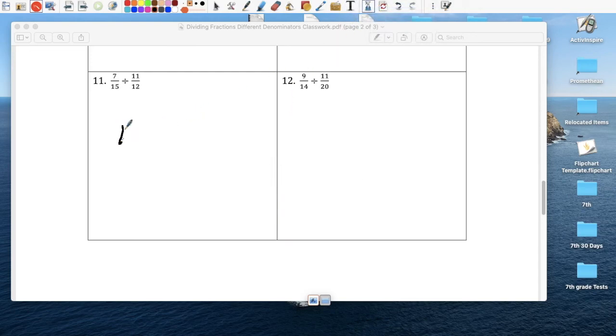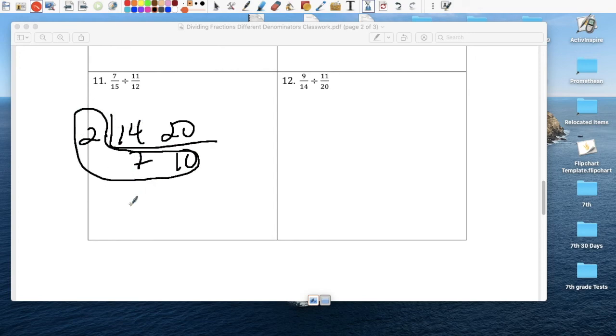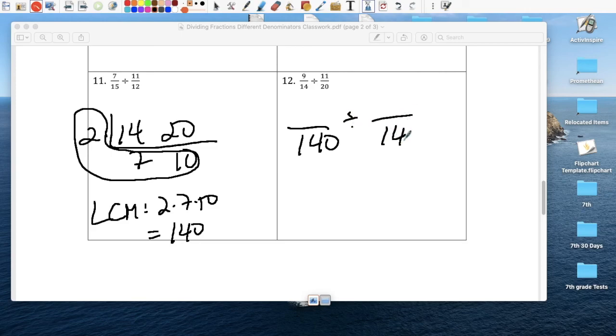9, 14, and 20, LCM. Let's see, 2 goes into 14 7 times, 2 goes into 20 10 times. The LCM is 2 times 7 times 10, which is going to give us 140. So let's change both of these to 140.